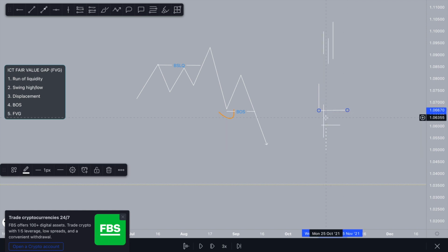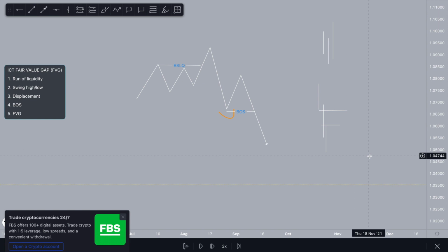So that gap, that imbalance, at some point will be rebalanced by the market. So the market will return back. So price gravitates towards the imbalance to rebalance. Okay, so that's basically it.